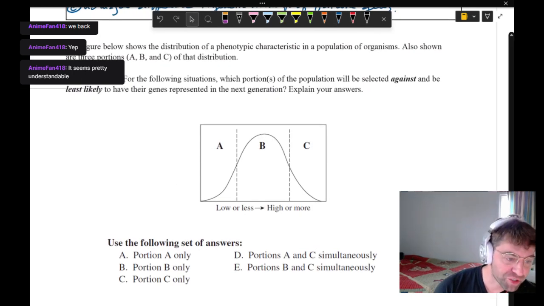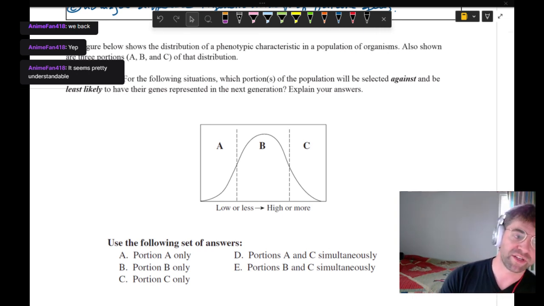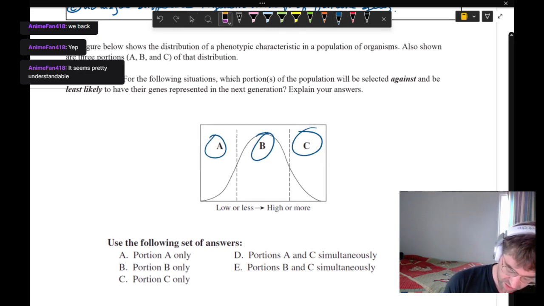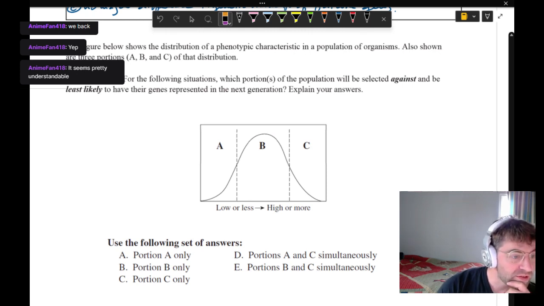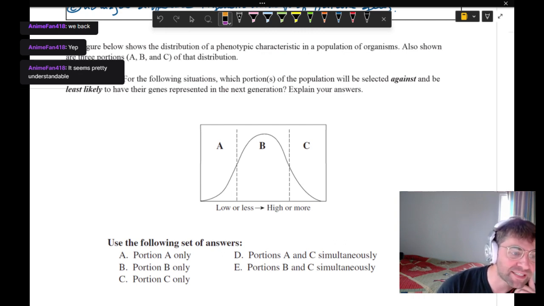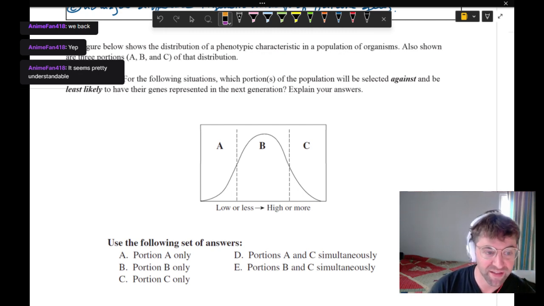The figure below shows the distribution of a phenotypic characteristic in a population of organisms. Phenotypic just means that it is being expressed and we can observe it. The alleles for these characteristics are being expressed. They are shown in three proportions, A, B, and C. For parts A, B, and C, for the following situations, which portion of the population will be selected against and be least likely to have their genes represented in the next generation? And explain your answer.